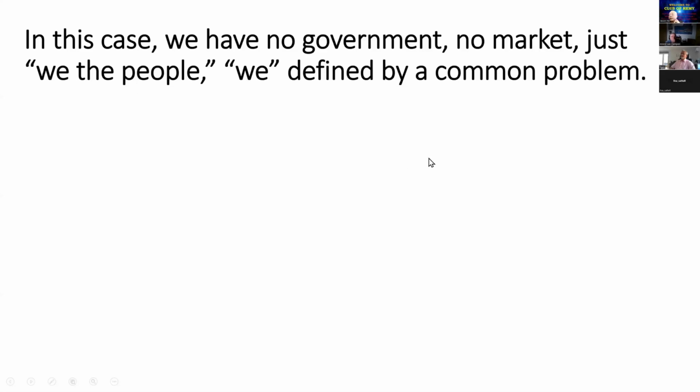Now, the situation worth discussing is that we have no government here, and we have no market, and we just have we the people. But the we is defined by this common problem.